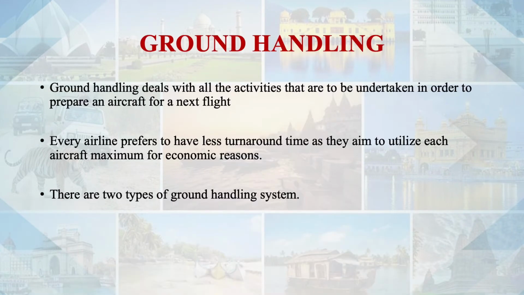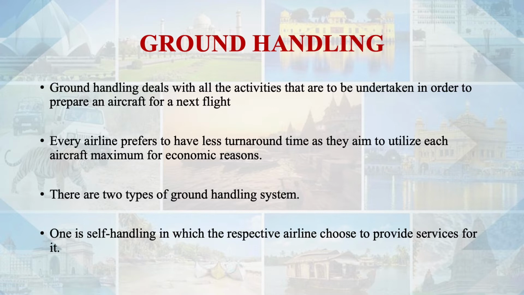There are two types of ground handling in an airport. One is self-handling, in which the respective airline chooses to provide the services itself. An airline, for example, Air India. In India, Air India has its own system of ground handling. So they have separate staff for that. They will be undertaking all the ground handling activities. But when Air India is flying to another country, in that region Air India may not have its own ground handling system. They cannot have their own ground handling staff. So they may engage some other agencies for undertaking their ground handling activities.